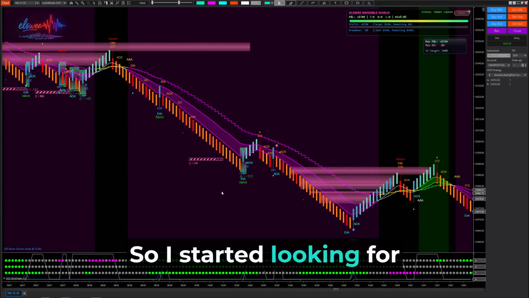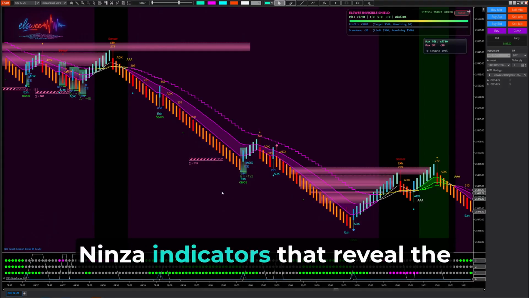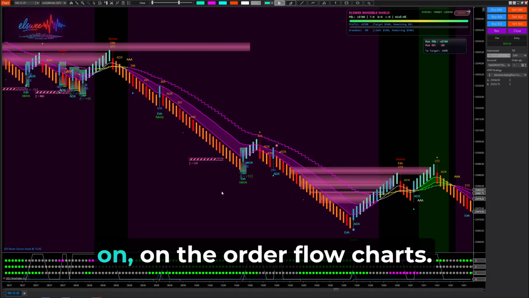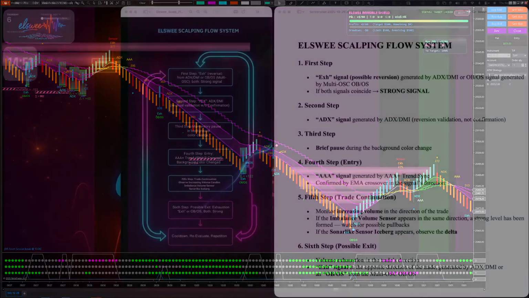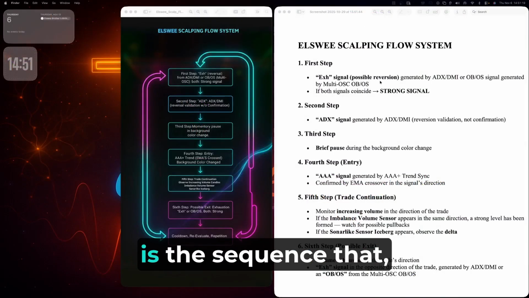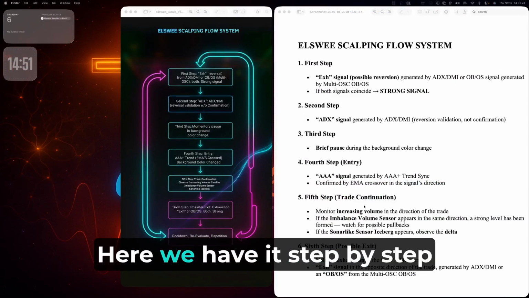So I started looking for combinations and found several Ninja indicators that revealed the same information I used to see on the order flow charts. Here, look, more or less. This is the sequence that we're going to find. Here we have it step by step.